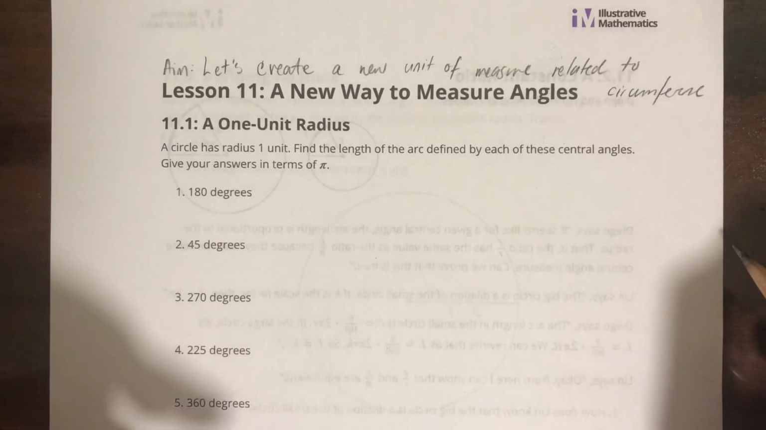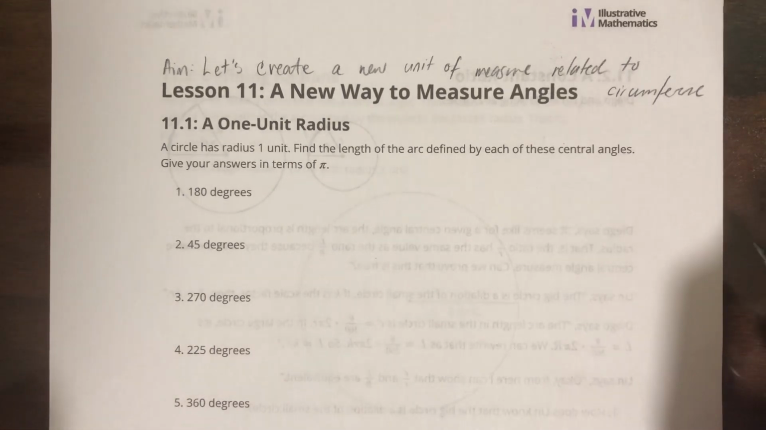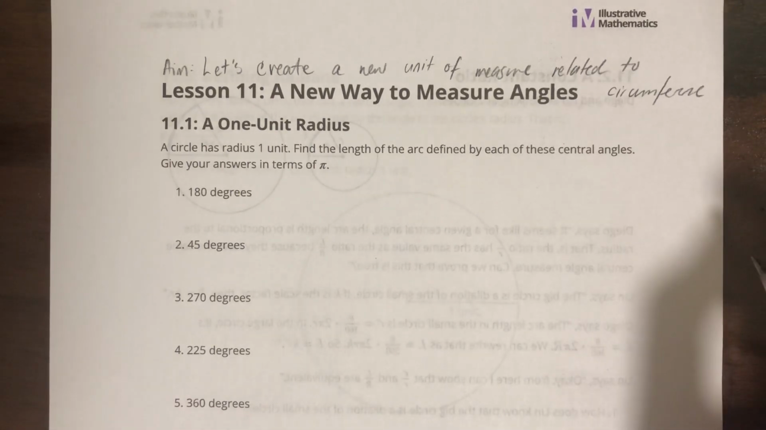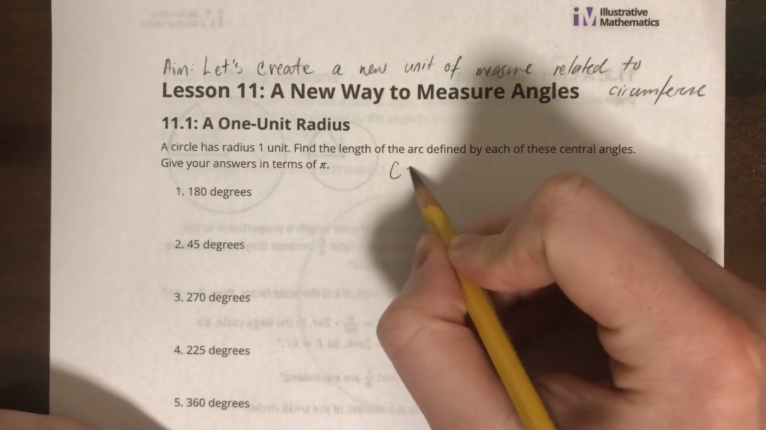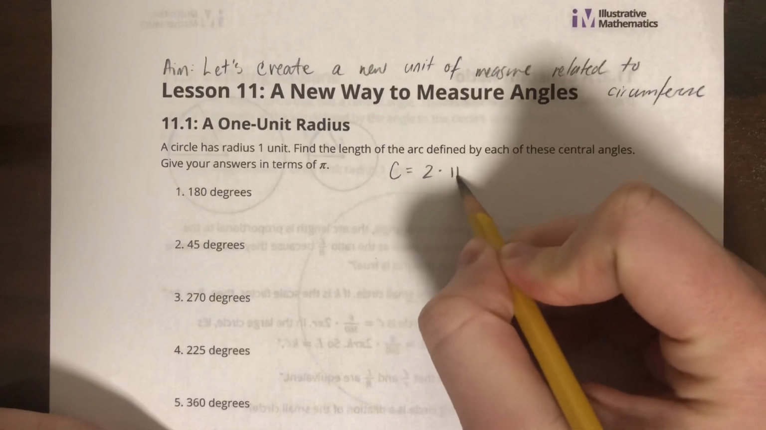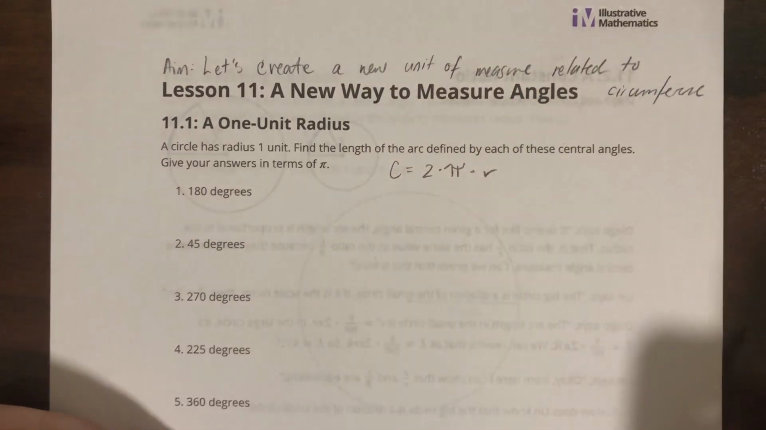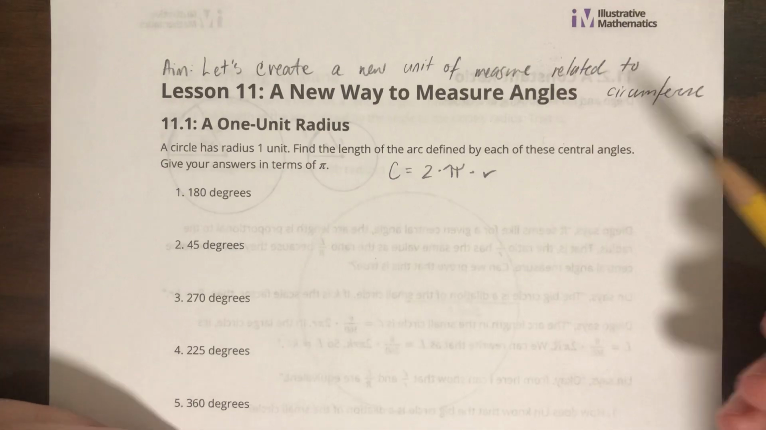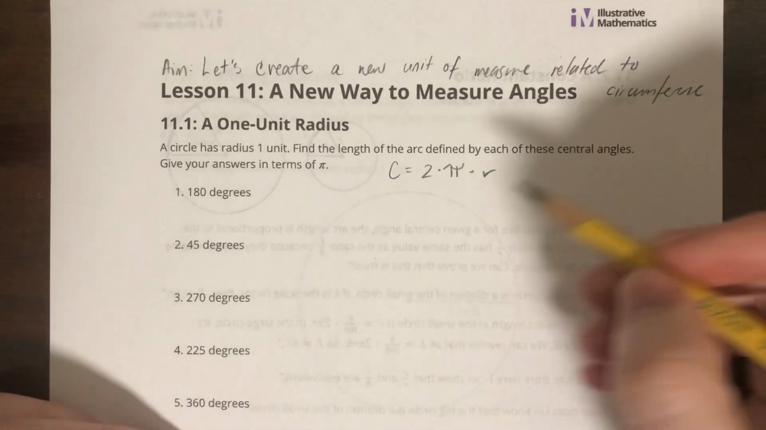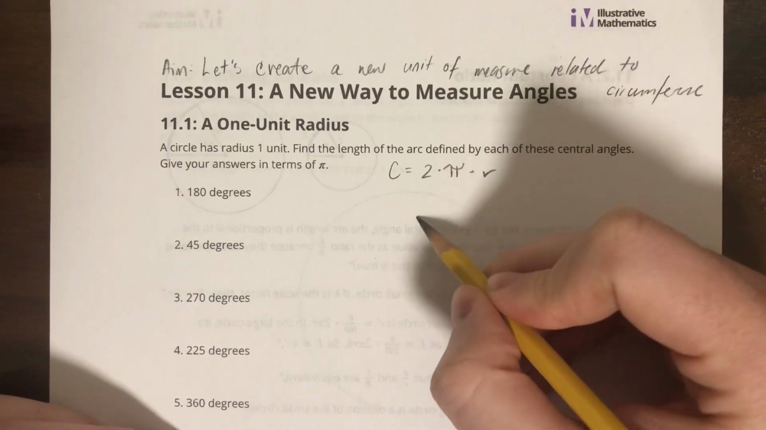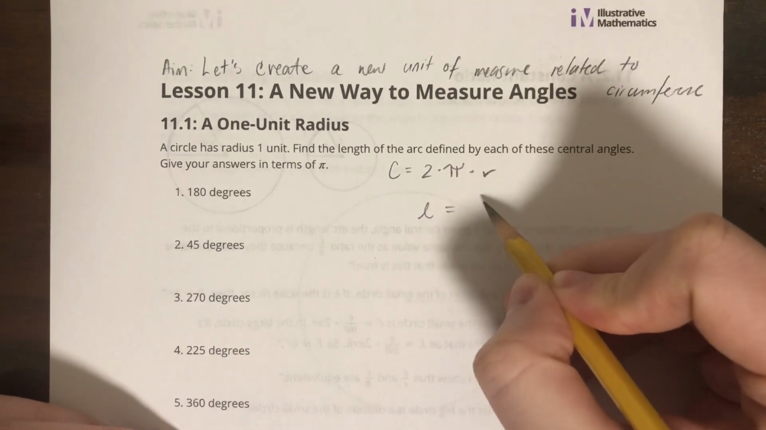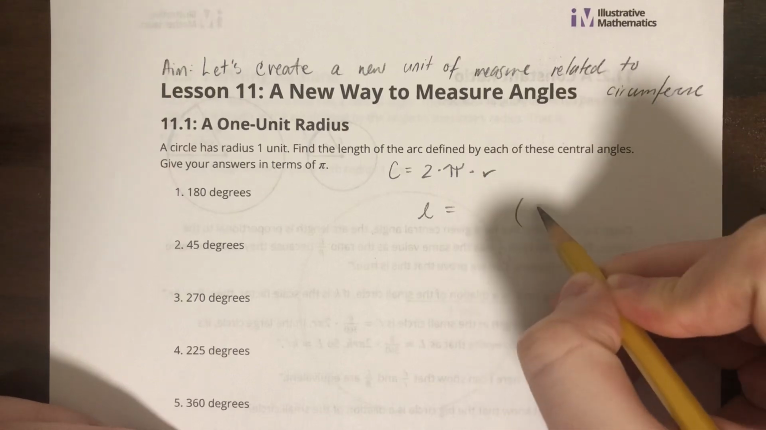A circle has a radius of 1 unit. Find the length of the arc defined by each of these central angles. Give your answer in terms of pi. So if we're talking about arc length, that means we're going to be using our circumference formula, which is 2 times pi times r. Now, we're not talking about an entire circle circumference, so we're going to use our formula for arc length, which looks like L.